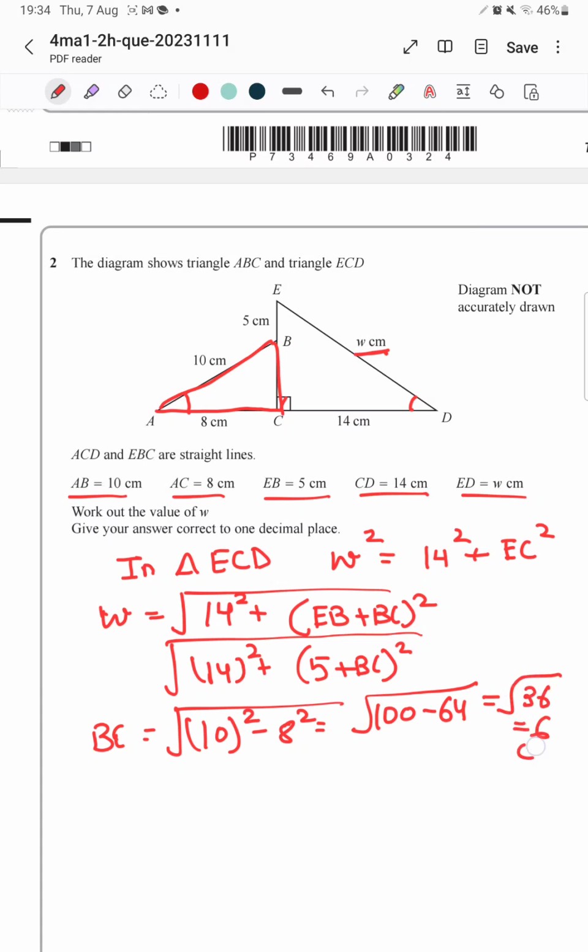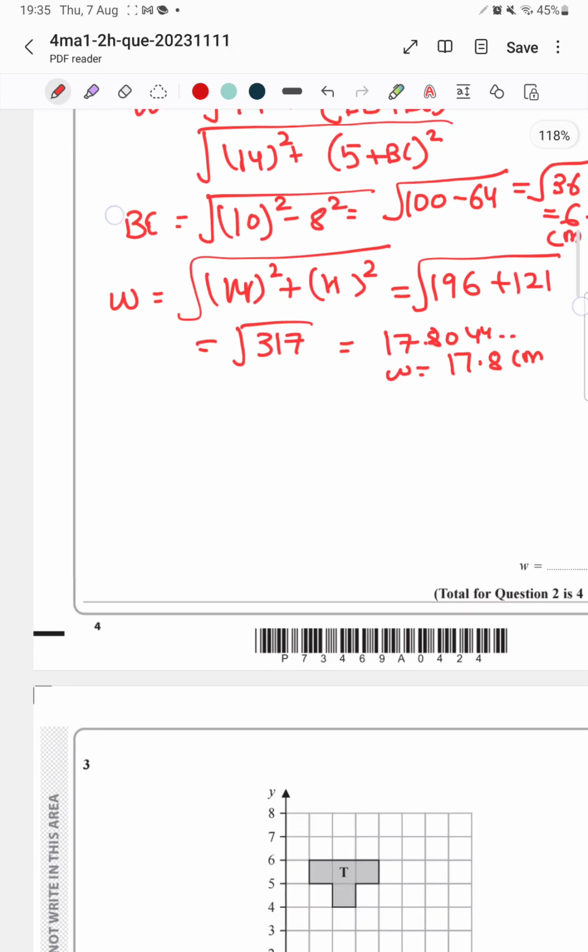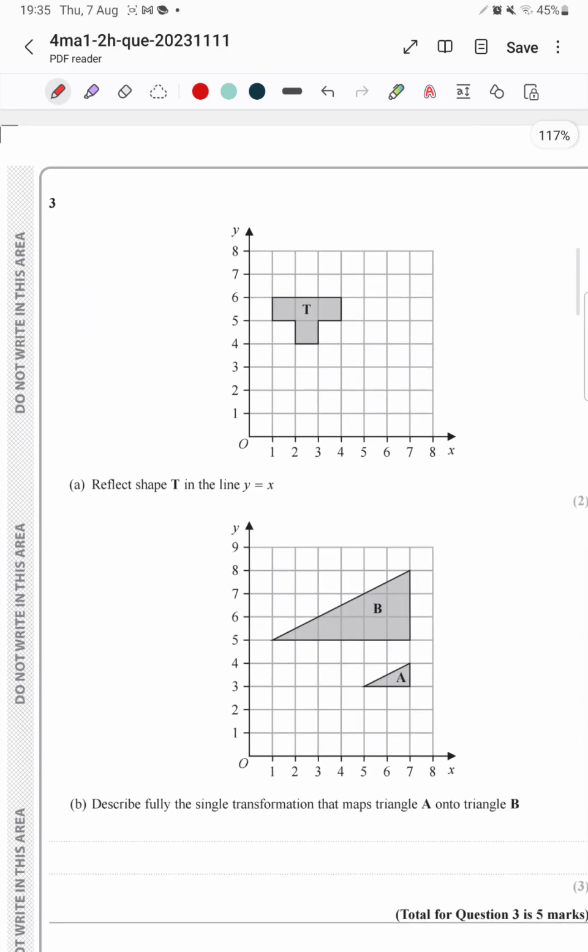6 centimeters. Now W will be equal to the square root of 14 square plus (5 plus this 6, which is 11), so 11 square. So this is 196 plus 121, and that is equivalent to the square root of 317, which is equal to 17.8044, like that. So W is equal to 17.8 centimeters up to 1 decimal place. Let's go to the next question here.